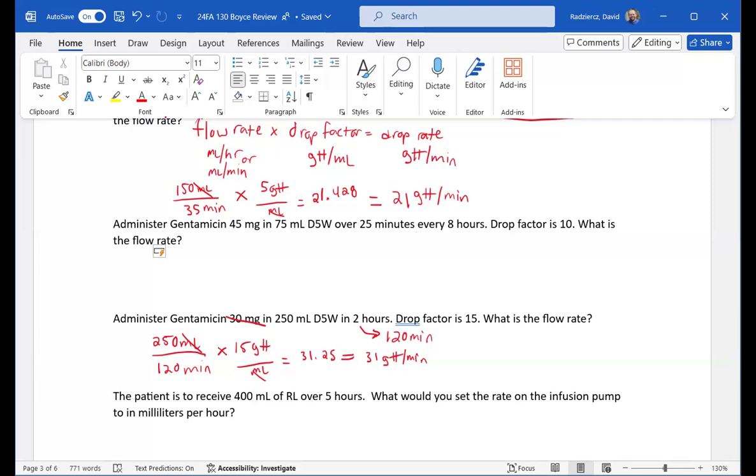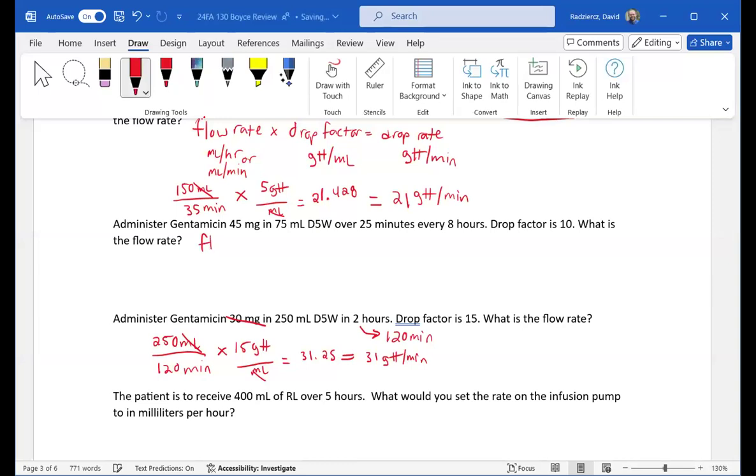So I start with the hard stuff first, where this is kind of new. You'll see that I wrote, and I'm going to write it again: in order to calculate a drop rate, you need two pieces of information. You need to know the flow rate, and you need to know the drop rate or drop factor. Those two pieces of information will give you your drop rate.